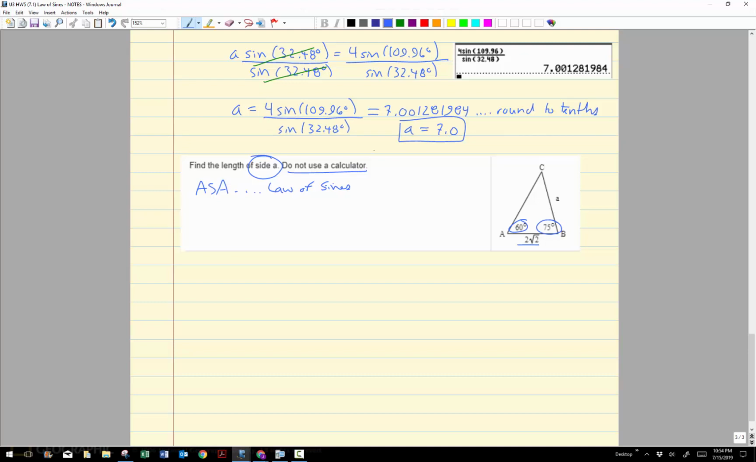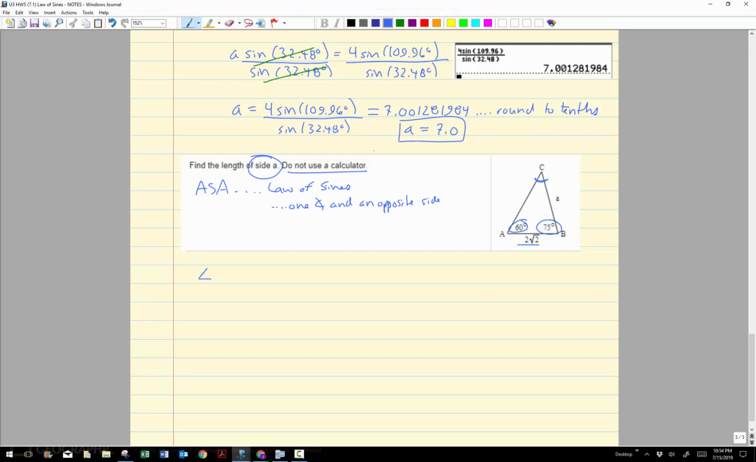Now before I can use law of sines, I need to know at least one angle and its opposite side. And I don't have that here. However, I could get it if I could figure out what angle C was to go with the side C that I know.